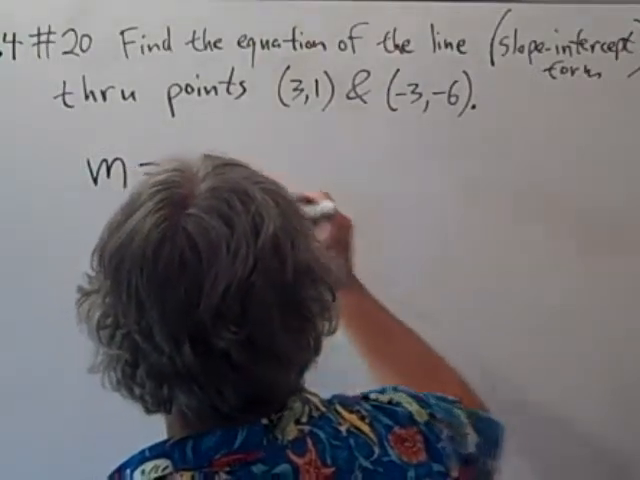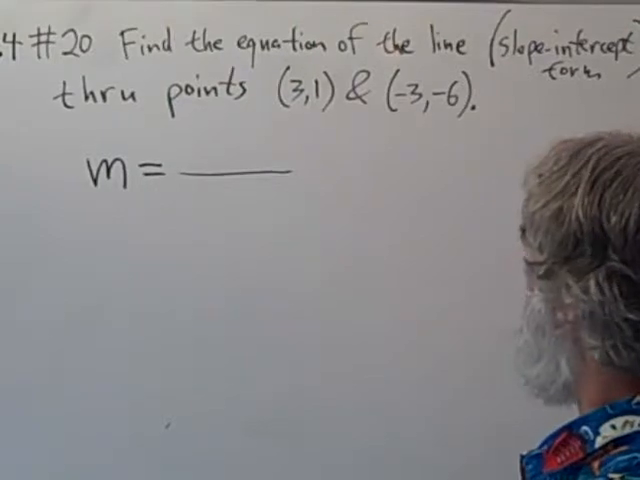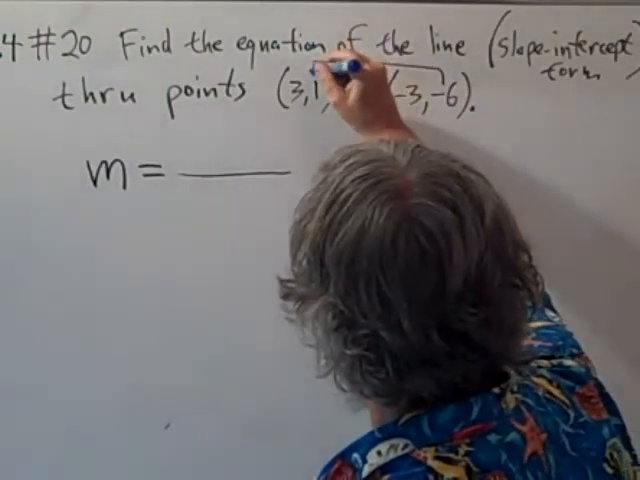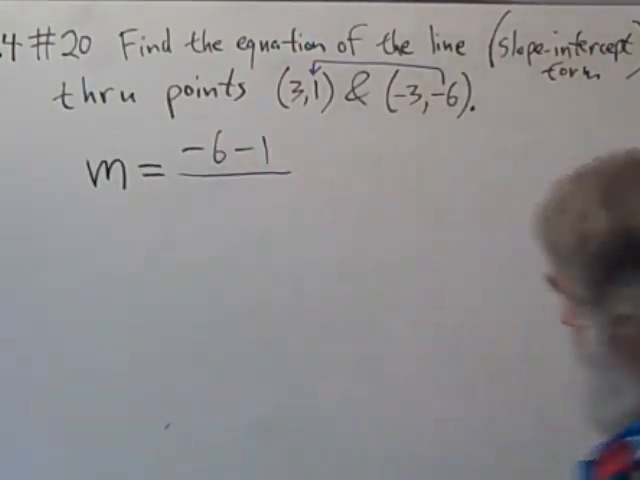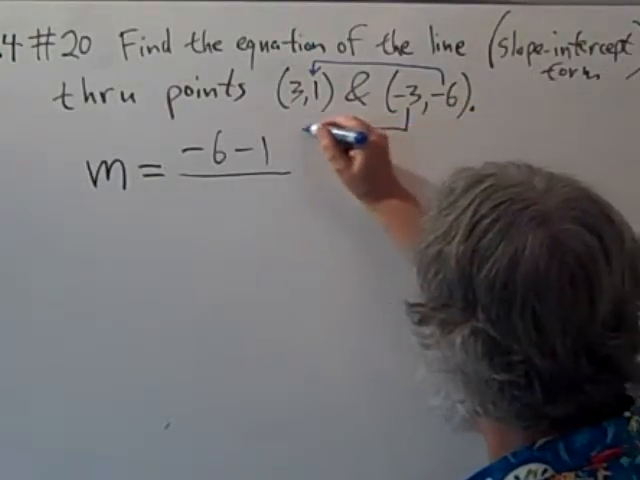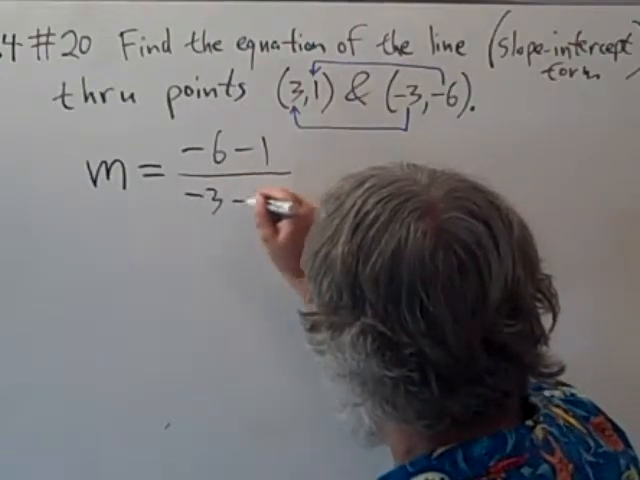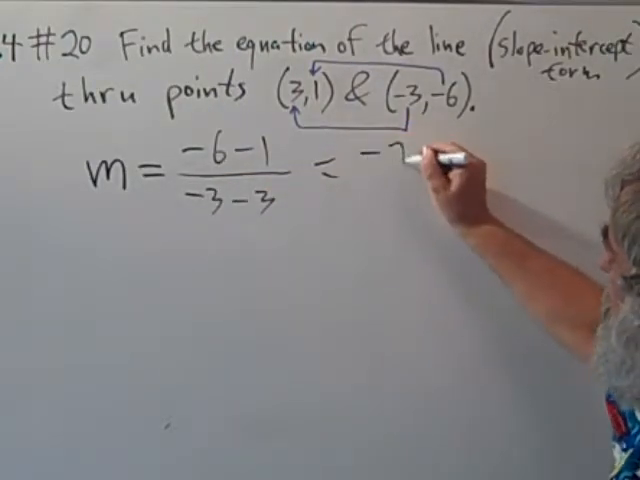The slope is the difference in the y-coordinates divided by the difference in the x-coordinates. So negative 6 minus 1 is in the numerator. And in the denominator, we have the difference in the x-coordinates. That's negative 3 minus 3. So in the numerator, we have negative 6 minus 1, which is negative 7.